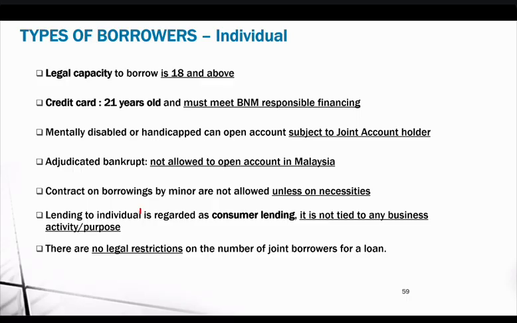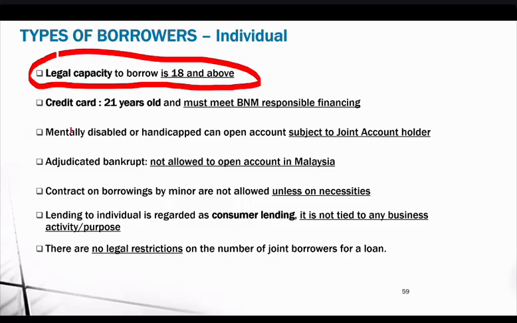For individuals, the legal capacity is 18 and above, but note, credit card is special. It's 21 years and above, and must meet BNM responsible financing. A mentally disabled person can open an account subject to a joint account holder. Take note, adjudicated bankrupts are not allowed to open an account in Malaysia. Contracts and borrowings by minors are not allowed unless they are for necessities.